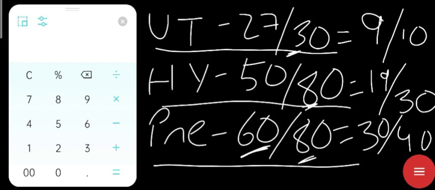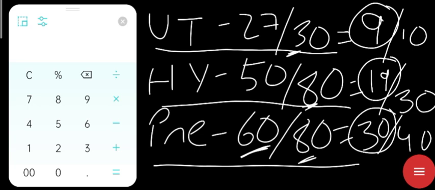Now the marks of the child in unit test, half yearly and pre-board can be seen very clearly. In the unit test the child has scored 9 out of 10. In half yearly the child has scored 19 out of 30, and in pre-board the child has scored 30 out of 40. These are the marks of the child in the theoretical part. If you add these three, that is 9 plus 19 plus 30, it gives us 58. So 58 is the score of the child in this specific subject out of 80, and this is the theory part marks that the child has scored.